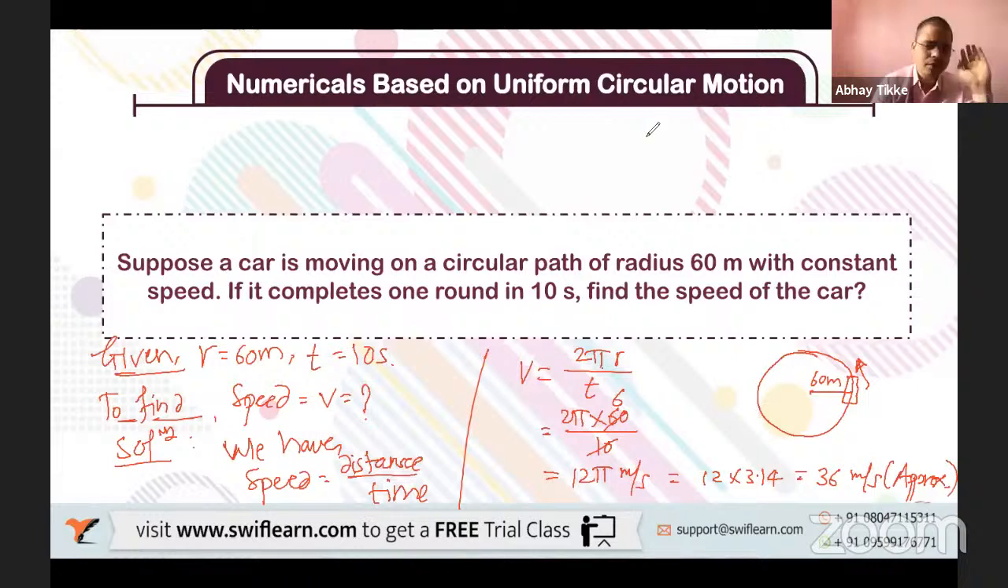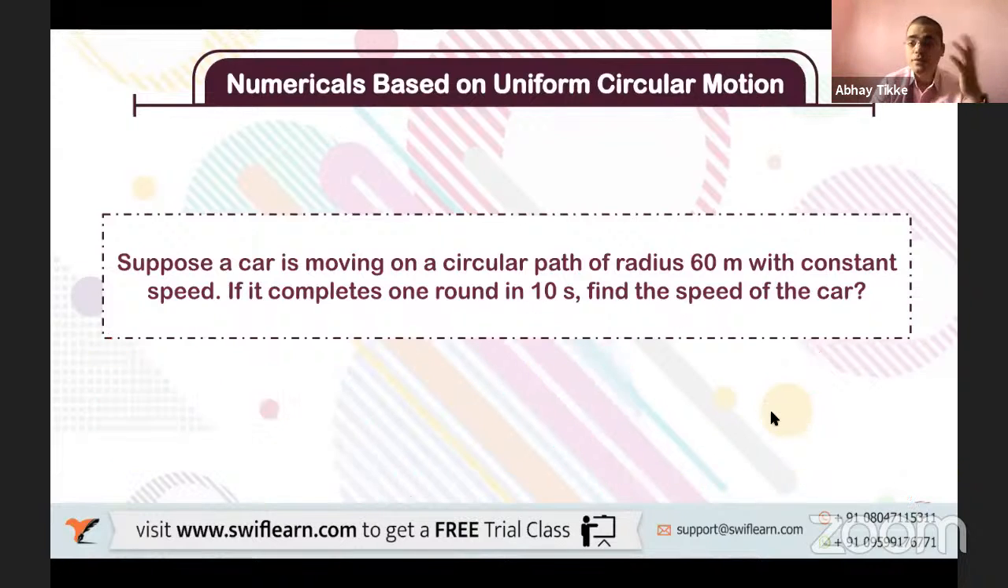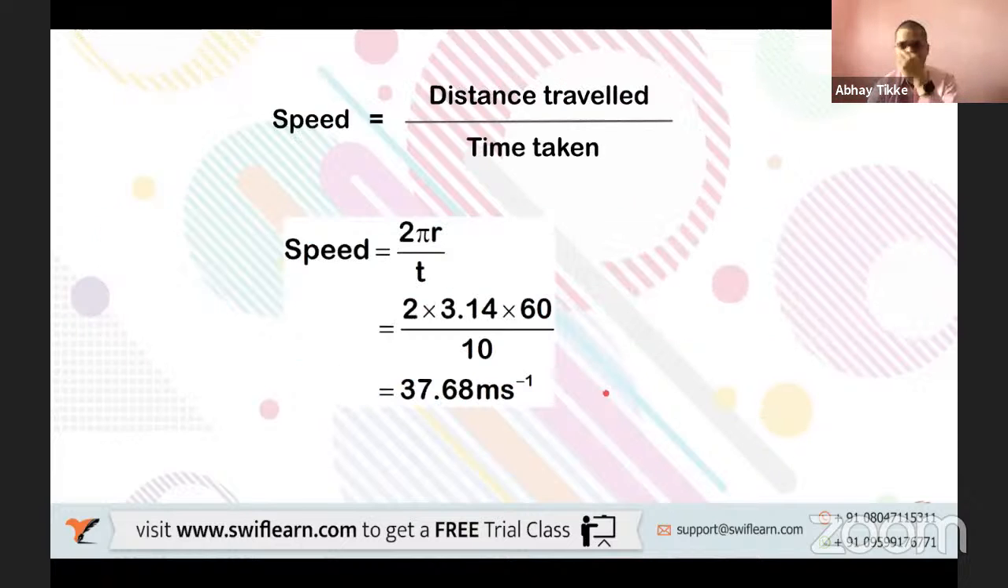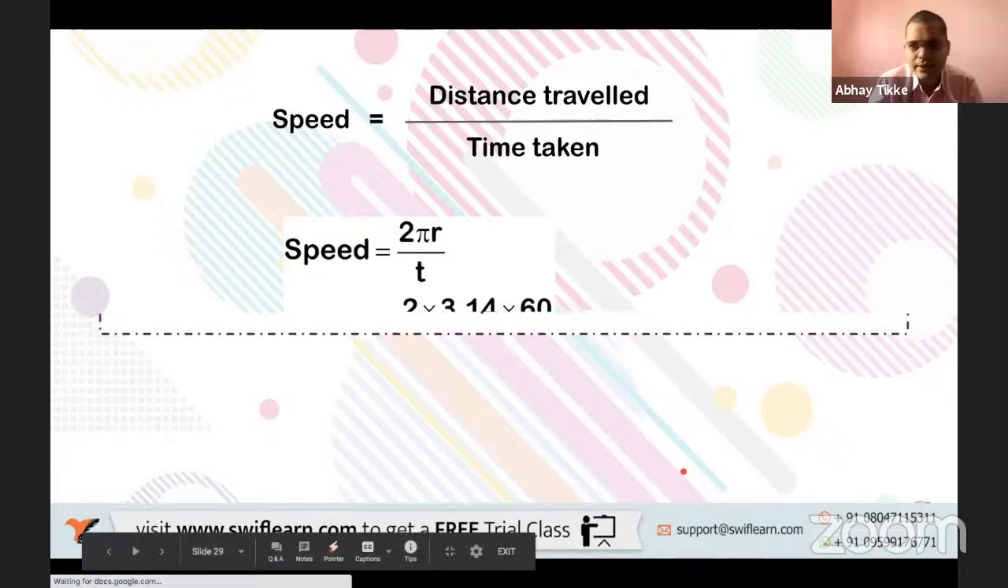Fine, let's move ahead. Let's also check this answer. Yes, our answer is correct. You see this? 2 pi r upon t, that is 2 into 3.14 into 60 by 10, isn't it? So that comes out to be approximately 37.568. If you do the calculations, you'll get this answer. Is that clear? Second question.